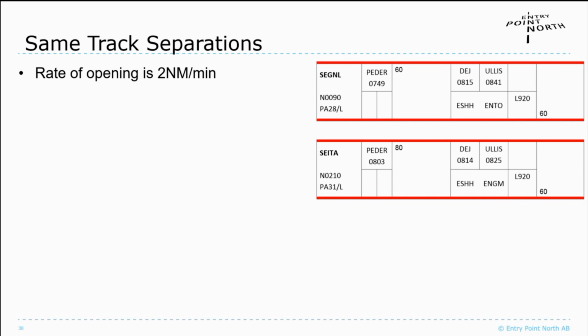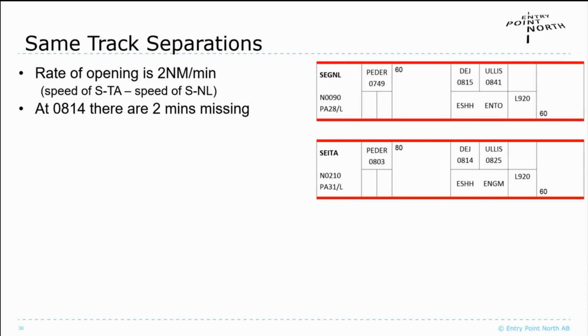So what we're saying there is every minute Sierra Tango Alpha is 2 nautical miles further in front of Sierra November Lima. So after 10 minutes, Sierra Tango Alpha would be 20 nautical miles ahead of Sierra November Lima relative to where they were 10 minutes ago.